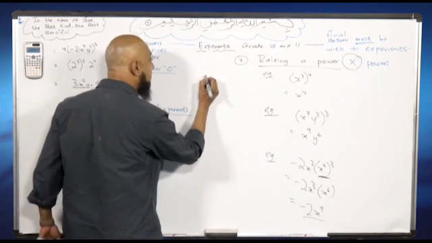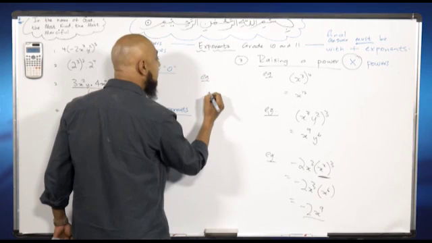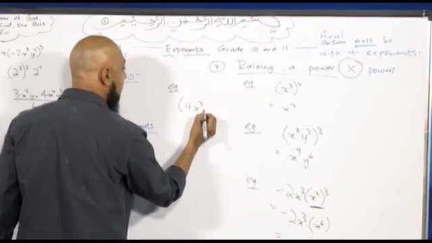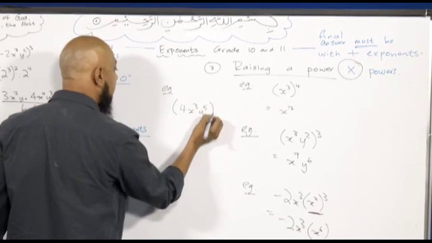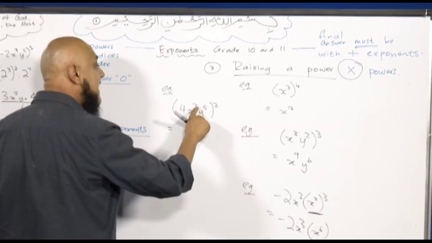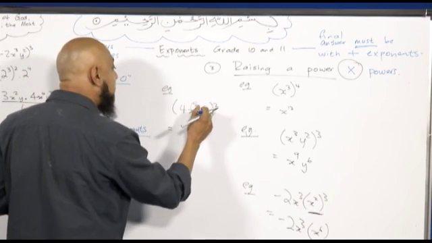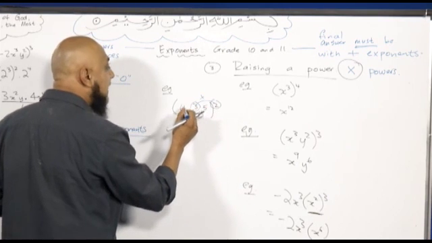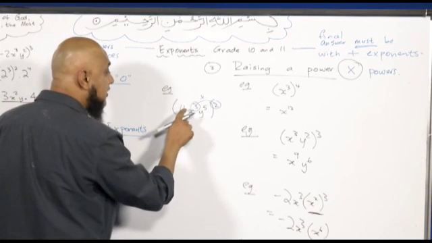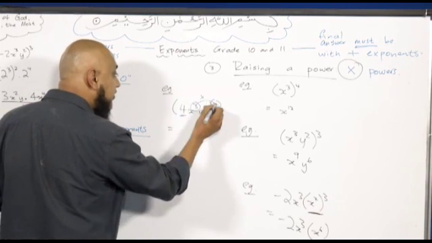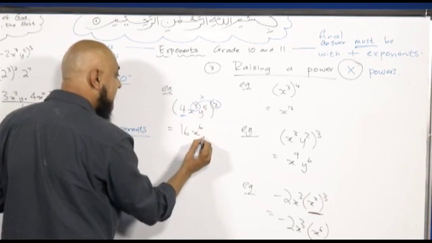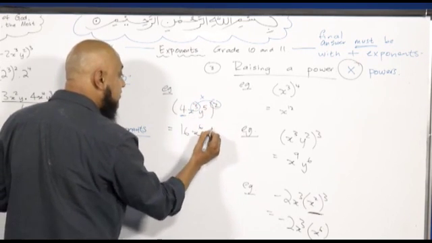Let's do one more example, guys. If I told you (4x^3 y^5) to the power 2. Now, I said, when you raise a power to a power, you multiply the powers. But remember, it's 4 squared. It's not 4 times 2. It's 4 squared. So 4 squared is 16. X to the power 3 times 2 is 6. Y to the power 5 times 2 is 10.